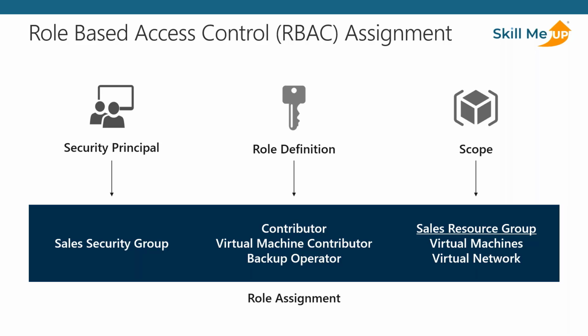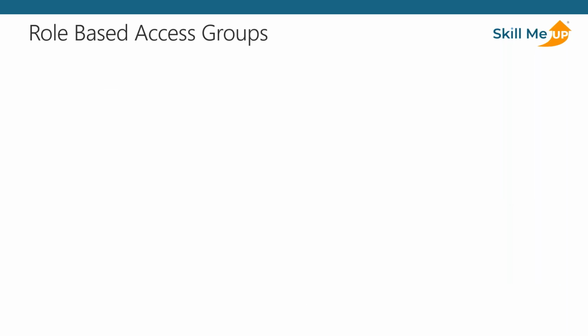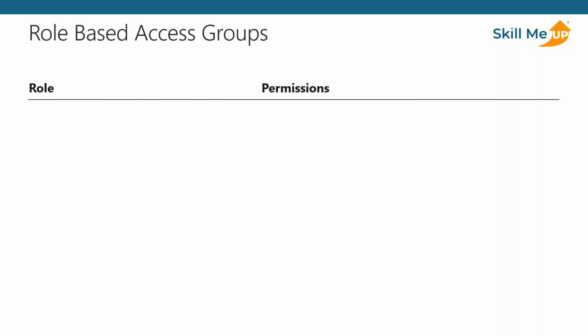But of course, that's good because Microsoft 365 as a service is a little bit more than just SharePoint Online, OneDrive, and Exchange. It encompasses some of those Azure services, which is why you see virtual machine contributor, backup operator, virtual machines, etc. Now, there are some specific role-based access groups that are available. The first one is owner. This gives you full access to all resources, and you can delegate access to others.